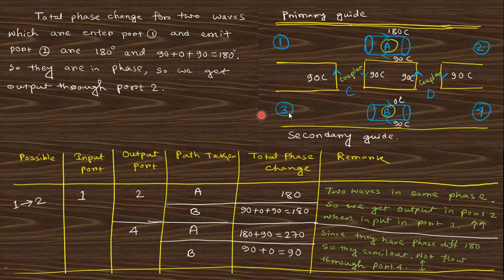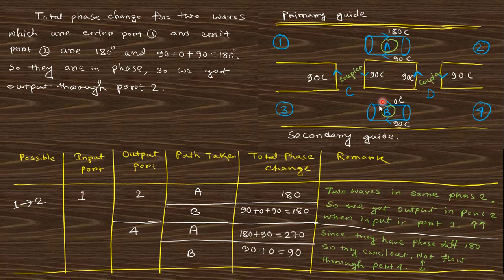If you input from 3, what happens? There is no output at 1; we can get output at 2 or 4. The first one is directly 0-degree, and on that path this is 90, 180, 90, that is 360-degree. So the phase difference is 0-degree, 0-degree and 360-degree, 0-degree. So the phase difference is 0-degree, so you will get output from port 4.